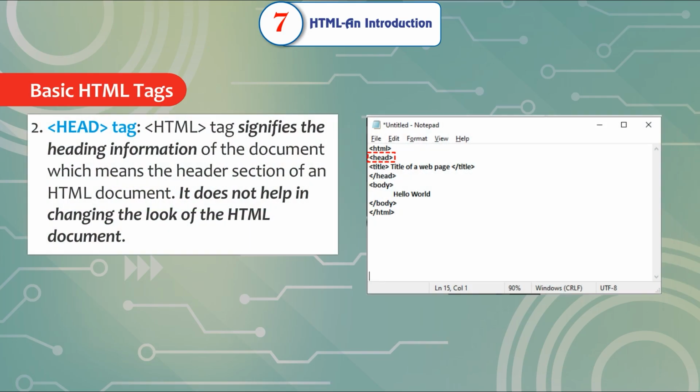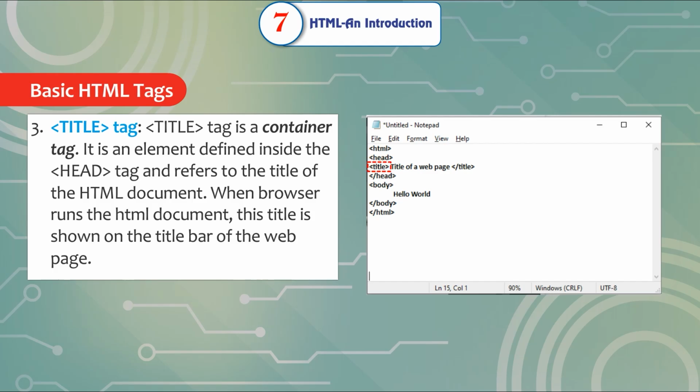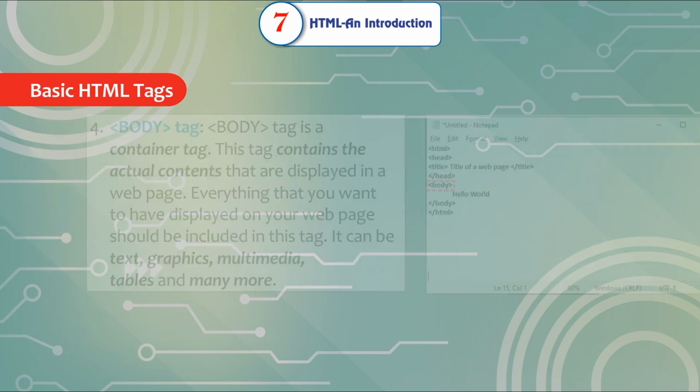2. Head tag. Head tag signifies the heading information of the document, which means the header section of an HTML document. It does not help in changing the look of the HTML document. 3. Title tag. Title tag is a container tag. It is an element defined inside the head tag and refers to the title of the HTML document. When the browser runs the HTML document, this title is shown on the title bar of the web page.